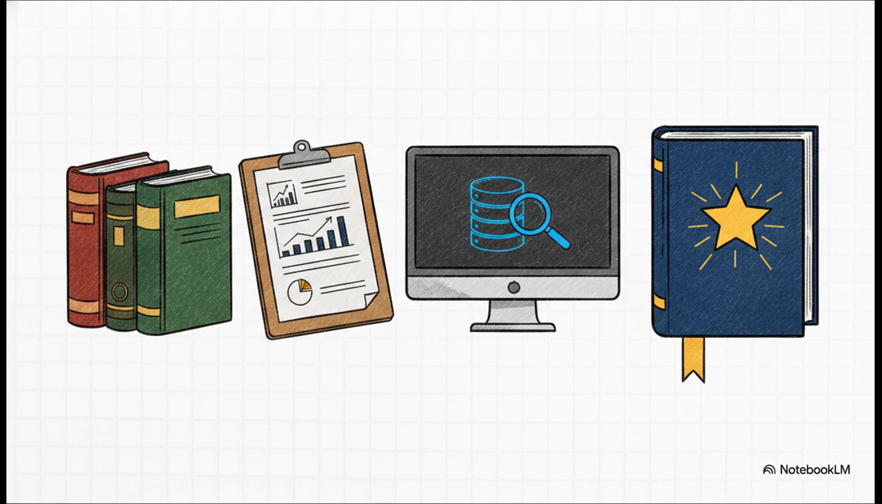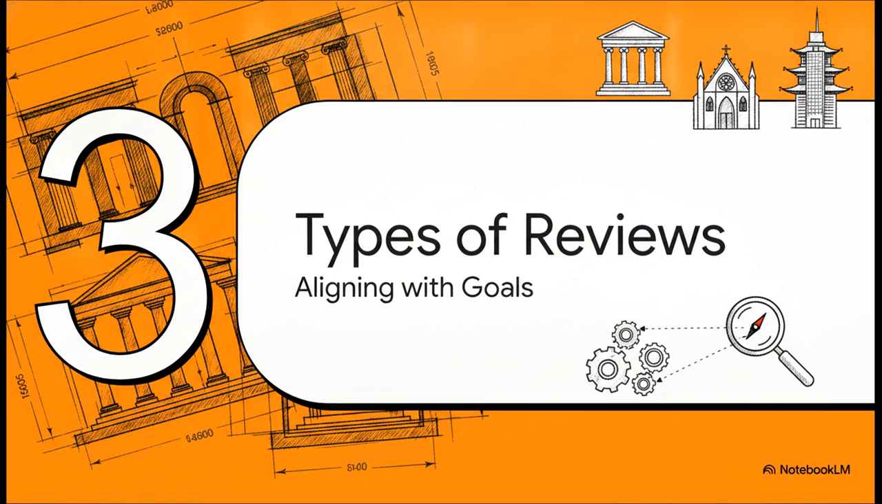But what is the absolute gold standard? Academic journals. Journals like Nature, The Lancet, or Harvard Business Review are peer-reviewed, which means other experts have rigorously evaluated them. And because they're published so frequently, they're going to offer you the most timely, up-to-date, and highly specialized niche research out there. That brings us to part 3, types of literature reviews.